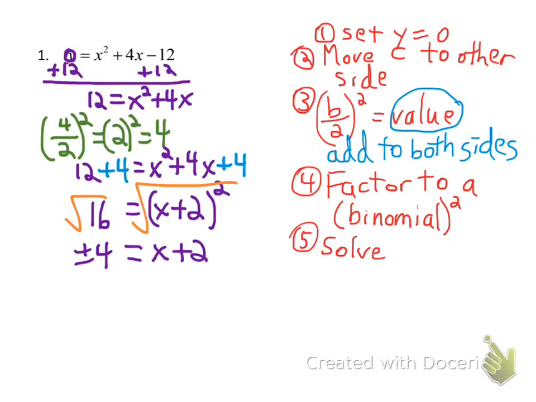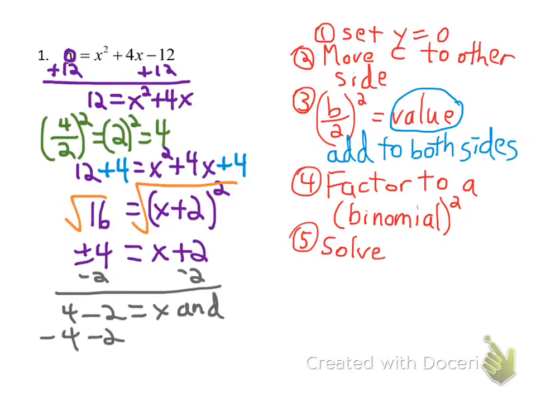And now we need to solve for x, so we would subtract 2 from both sides, but because we have two different values there, we have positive 4 minus 2, that's going to equal x, and we also have negative 4 minus 2, and that's going to equal x. So there's going to be our two different values for x. So 4 minus 2 is 2, and negative 4 minus 2 is negative 6.